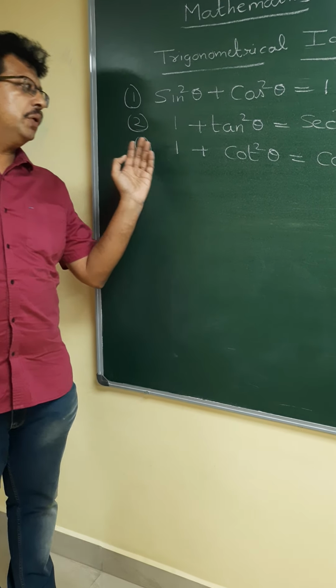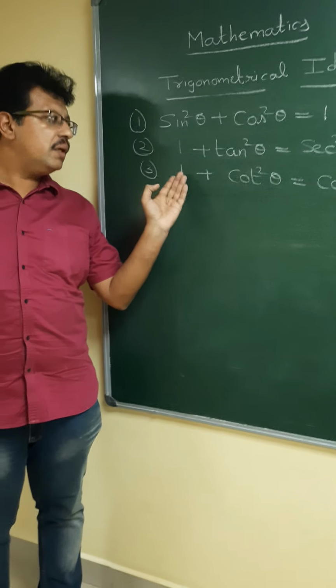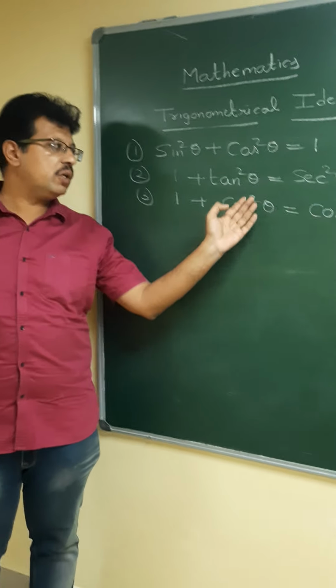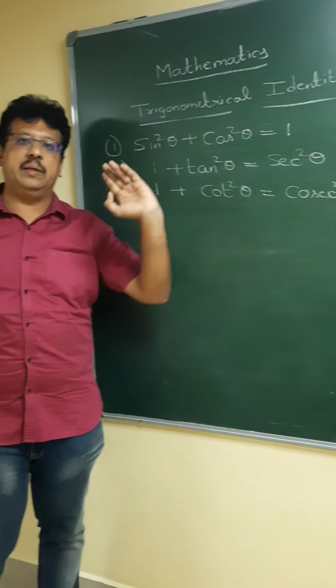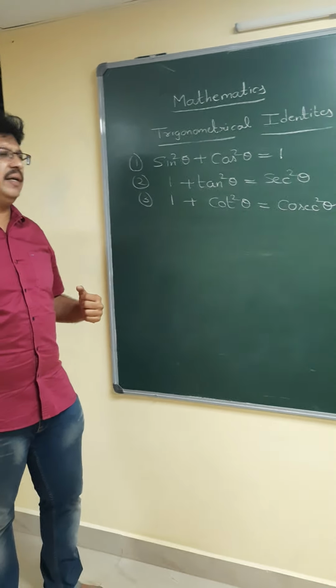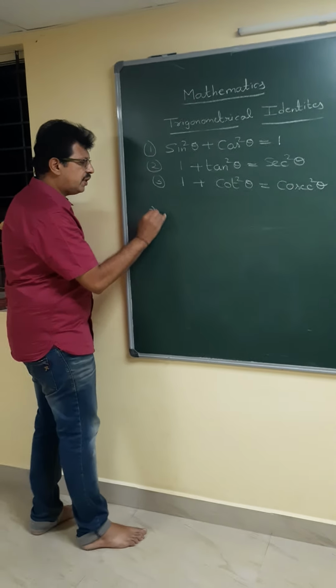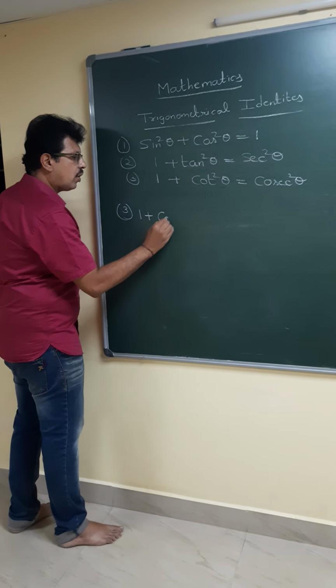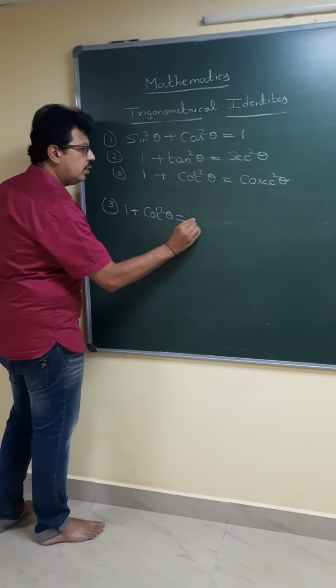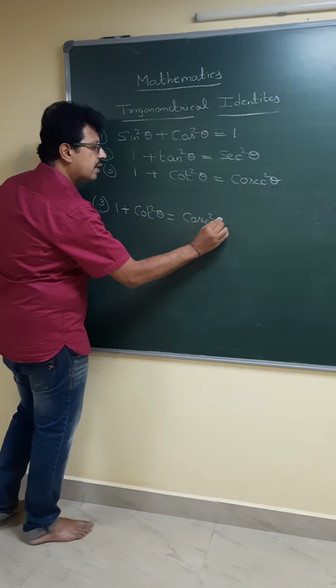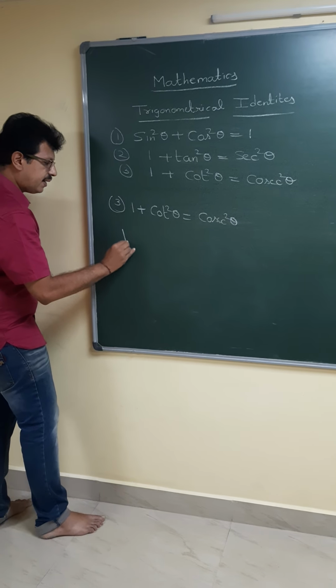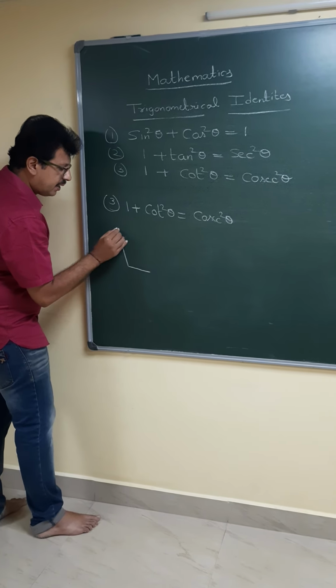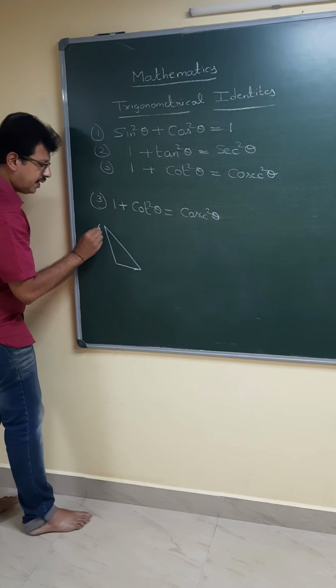Children, we are going to learn the third identity: 1 plus cot square theta is equal to cosec square theta. So how are we going to prove this identity? The third identity, that is 1 plus cot square theta equal to cosec square theta. The same, we will take the right angle triangle. The right angle triangle is the same thing. We don't take a different right angle triangle.